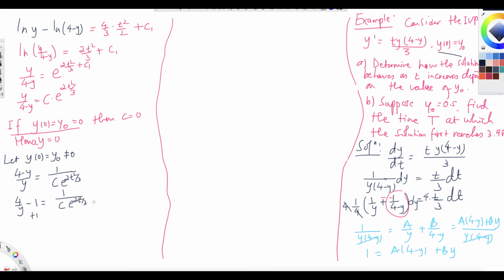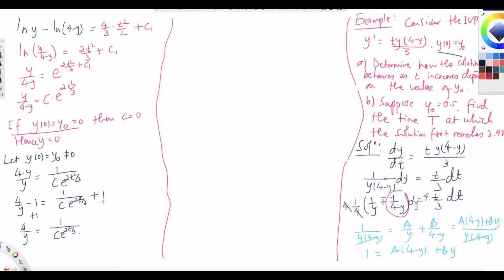And add 1 on both sides. You will get 4 over y equals 1 over c e to the twice t square over 3 plus 1. By the way, this 1 is not in the denominator, so this should be plus 1 here.